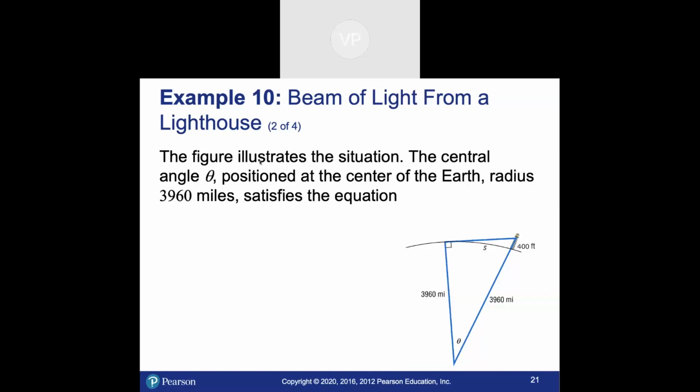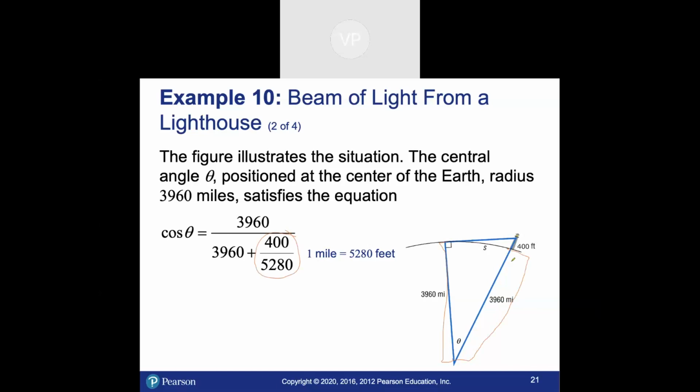So the central angle positioned to the center of Earth, radius 3,960 miles, satisfies the equation. So what this is, this is the Earth, this big arc. To the center of the Earth is 3,960, and going all the way to the lighthouse is the same. I don't know if I like the way they drew the picture, but okay, we'll figure it out. So the cosine is all of this. The trick here is, let me draw this picture a little better. This 3,960 goes from here to here, to the surface of the Earth. Then there's another 400 feet.